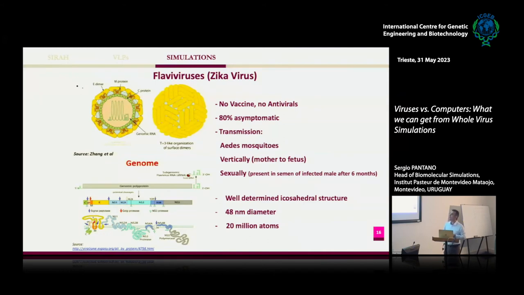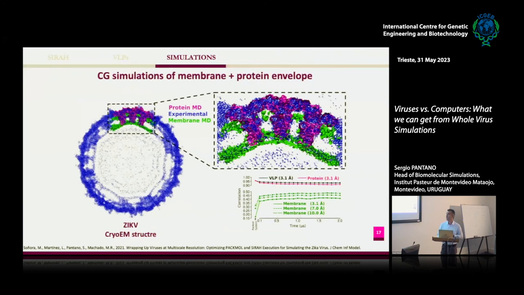The virus is a positive-sense RNA virus. I won't go too much into the details. I guess you already know the information or you can get it. Anyhow, it's not going to be too pertinent for what I would like to tell you. But essentially, as you may imagine, we can run simulations with that. In this case, what you're seeing here is the cryo-EM density for a Zika virus reported 5 or 6 years ago. So we can run simulations with that.